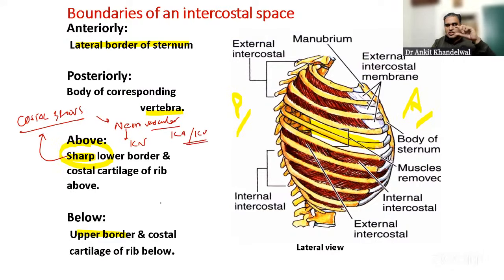So this sharp lower border, just imagine this small structure over here, imagine it is a rib. The upper border, the superior border, is a bit smooth and rounded, but this lower border is quite sharp. Inside this sharp border, we have these neurovascular structures. That is the whole point.